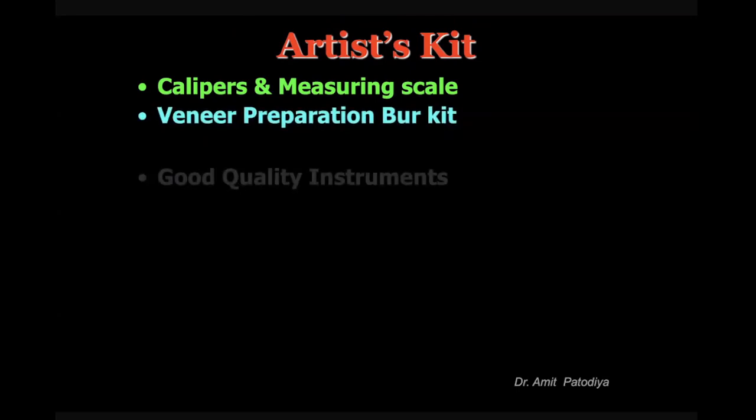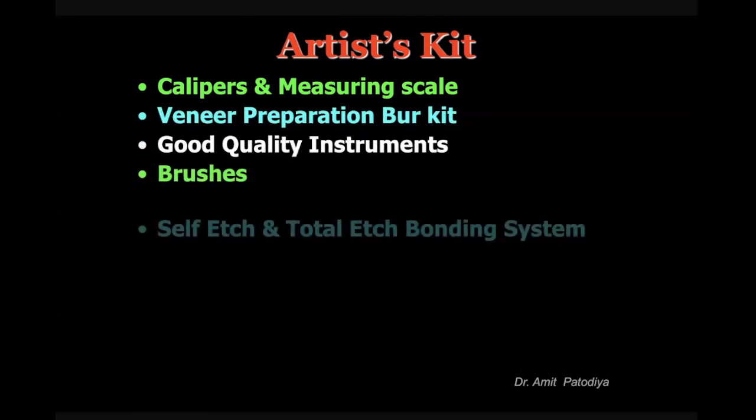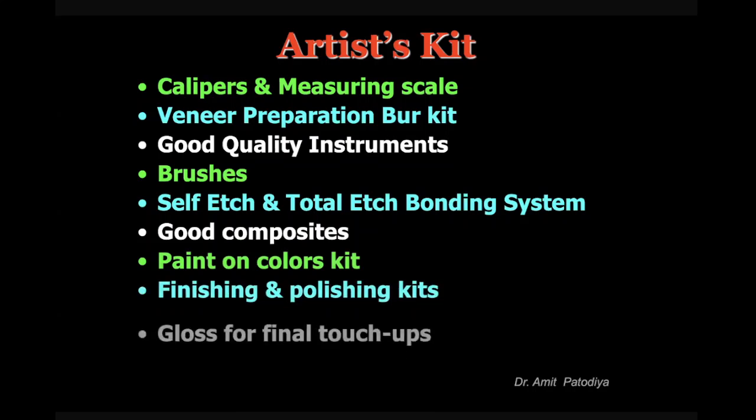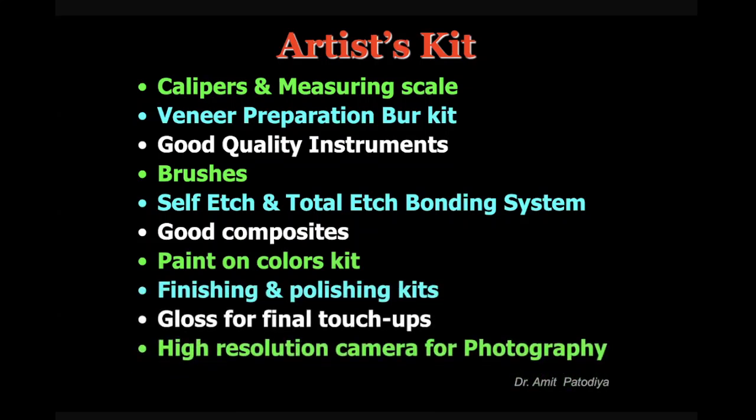Now, this is a list which I tell to all dentists: when you are doing aesthetic dentistry, you need to have all these things. You have to have calipers, your verniers, you have to have burrs, you have to have good instruments, brush, yes, definitely. Different bonding systems, composites. Paint on colors was available recently, but now it is not. So even without that, we can play with the composites and give a good result.